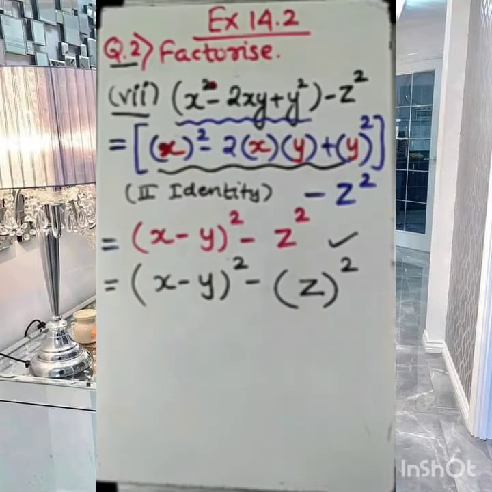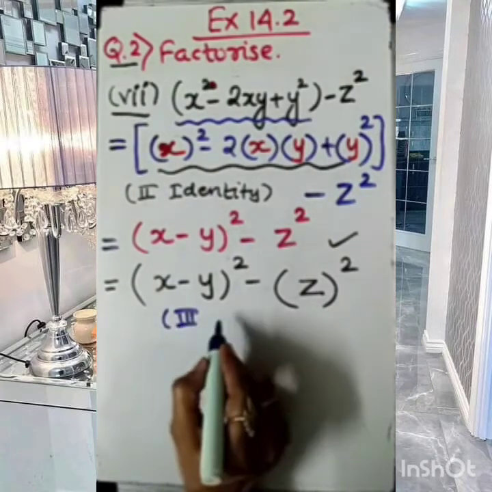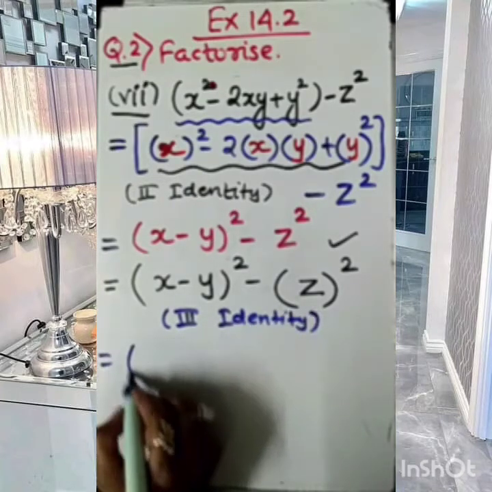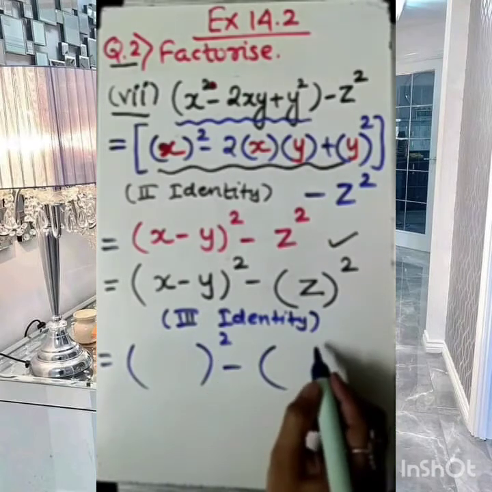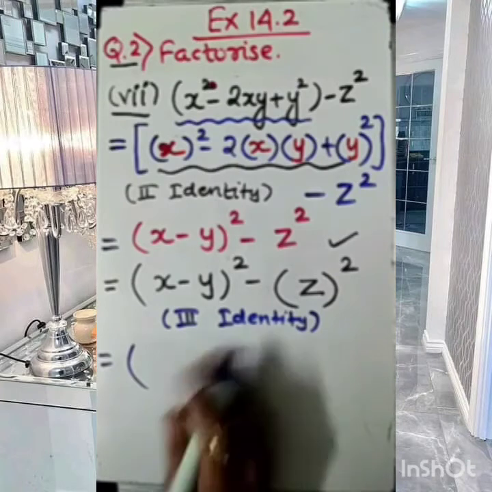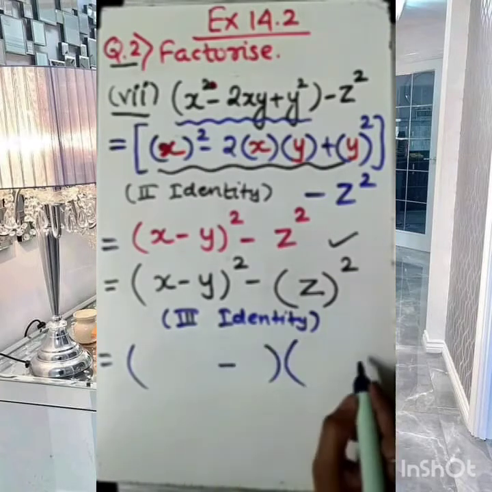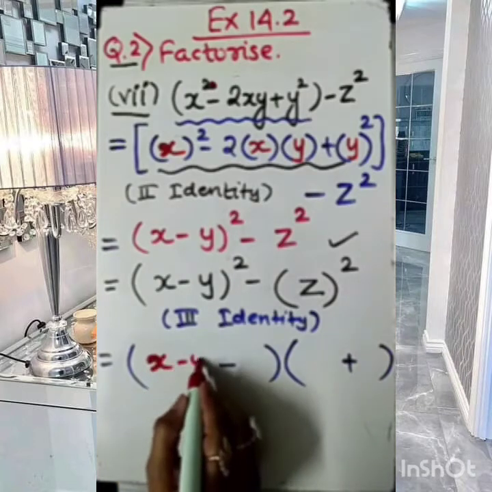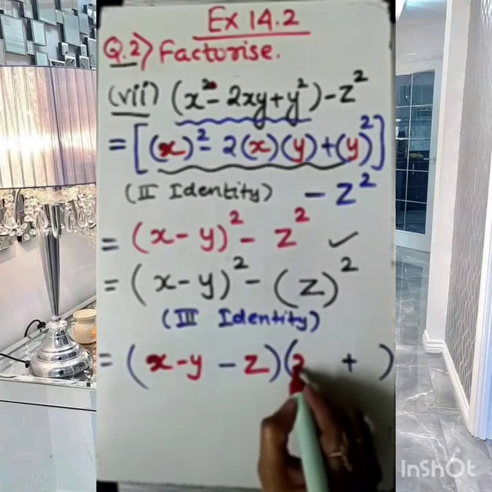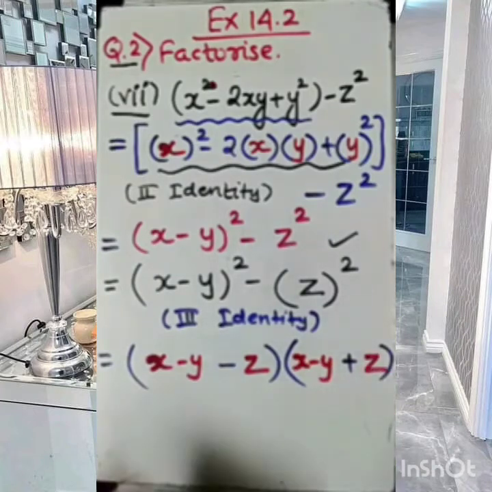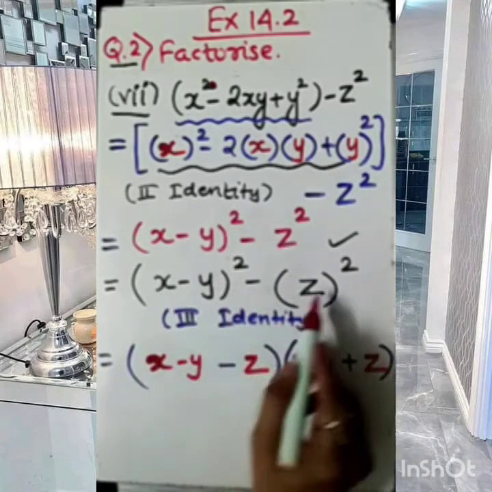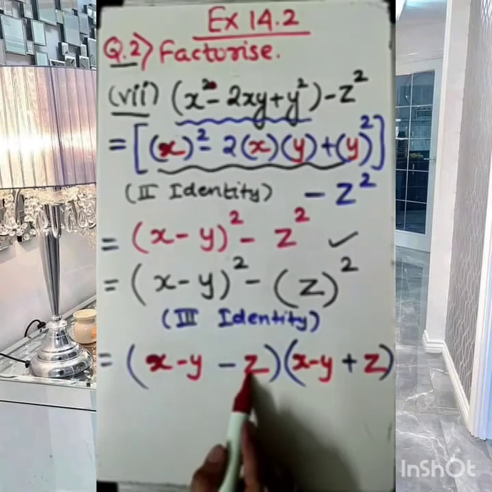So if we apply the third identity over here, this third identity I am using says a square minus b whole square, which is already there. So I need to mention a minus b, a plus b. Now what is a I am talking about? A means x minus y, and this minus z, and x minus y plus z. One time minus, one time plus. This full is a. This we are comparing with a and this we are comparing with b. So a minus b, a plus b.